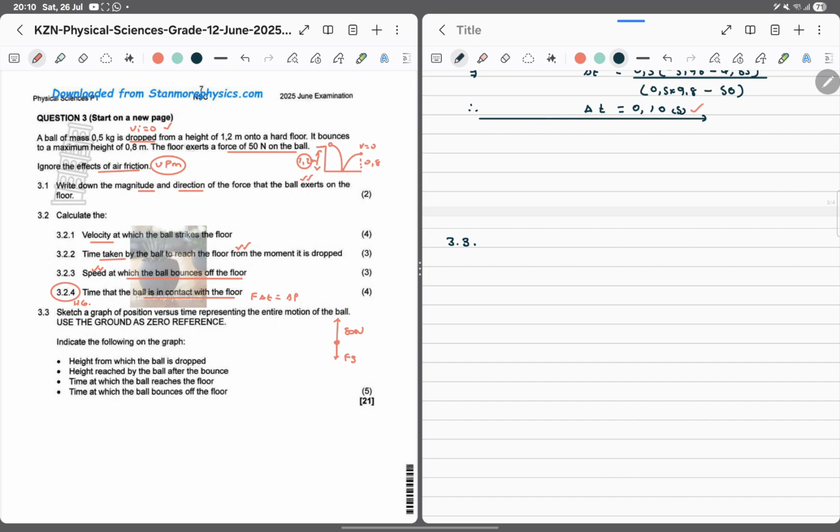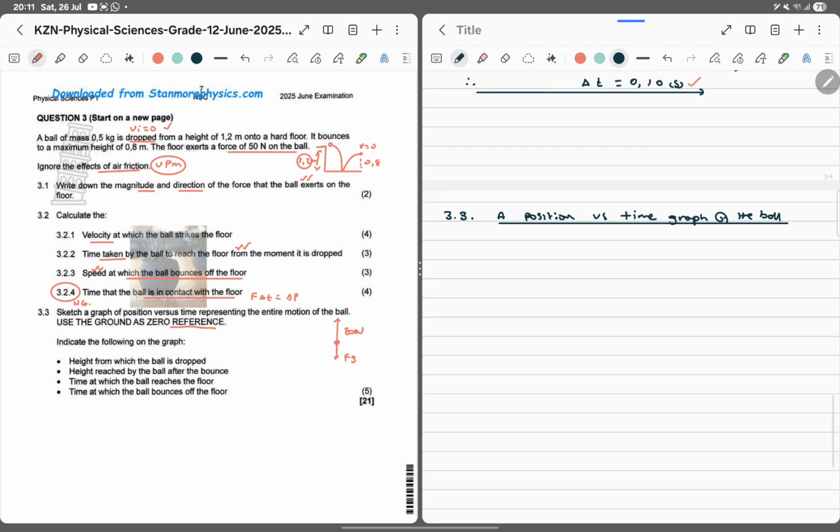3.3 says, sketch the graph of position versus time representing the entire motion of the ball. Use the ground as zero reference. Right, easy. So we know this is going to be a position versus time graph of the ball, right? We must always provide a topic or a heading, right? And then we can do the things that we need to do.